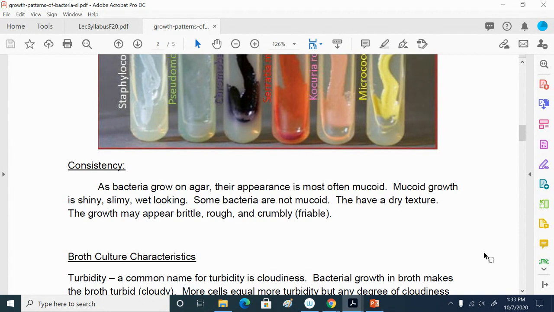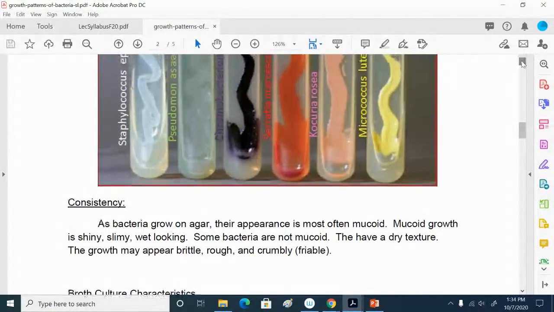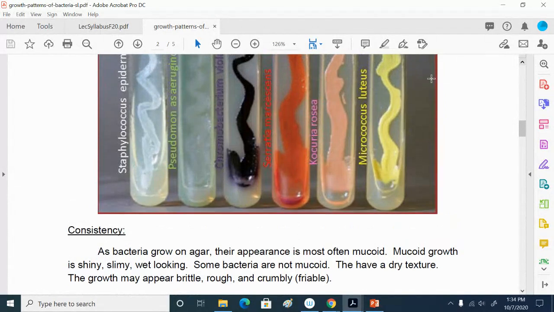A few things are dry. So dry is not shiny, not slimy, not wet. The fancy word is friable because the bacterial growth looks very crusty, crumbly, like you could easily break it up into pieces. Not many bacteria are dry. Most are mucoid to some degree or another. Now, when it comes to our bacteria here, it's always important that you look at the growth, not the agar surface, because the agar surface is naturally shiny. You want to look at the growth on the surface.